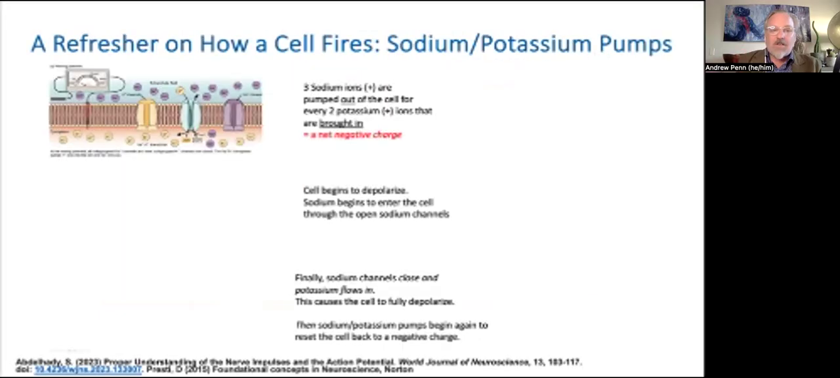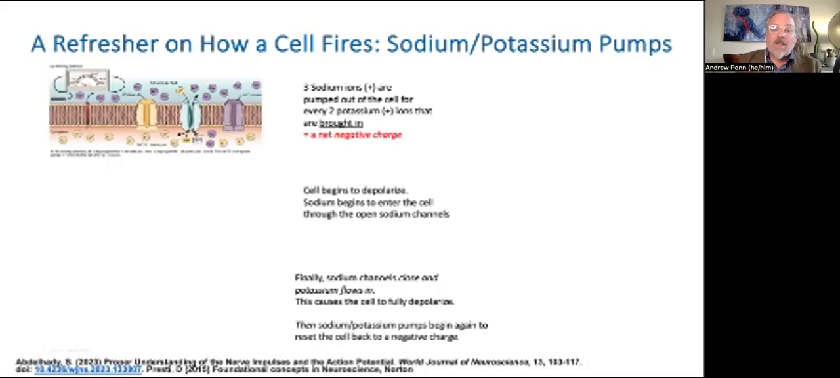And how does it maintain this resting negative state? If we again go back to our Physiology 101, remember we have these sodium potassium pumps, and 3 sodium ions are pumped out of the cell for every 2 potassium ions that are brought in. So what that gives you is a net negative charge. It's kind of like we're cocking the hammer on the gun, if you will. We're getting this thing ready to fire.